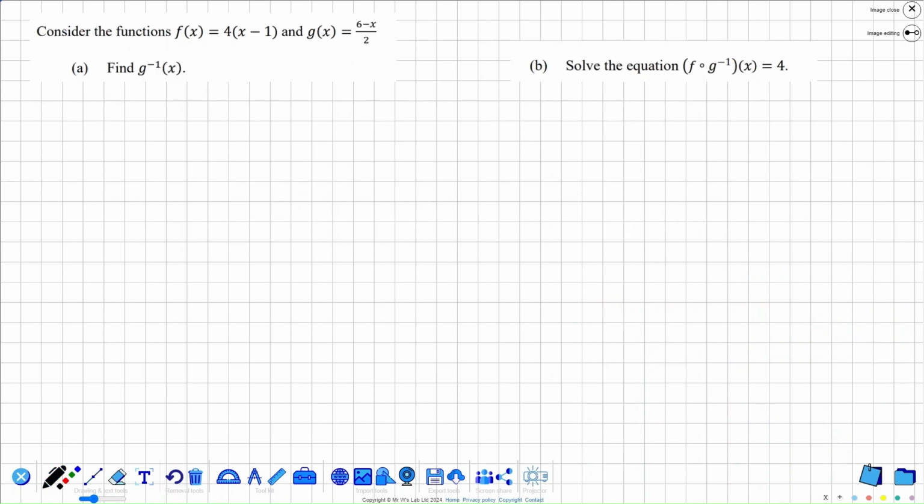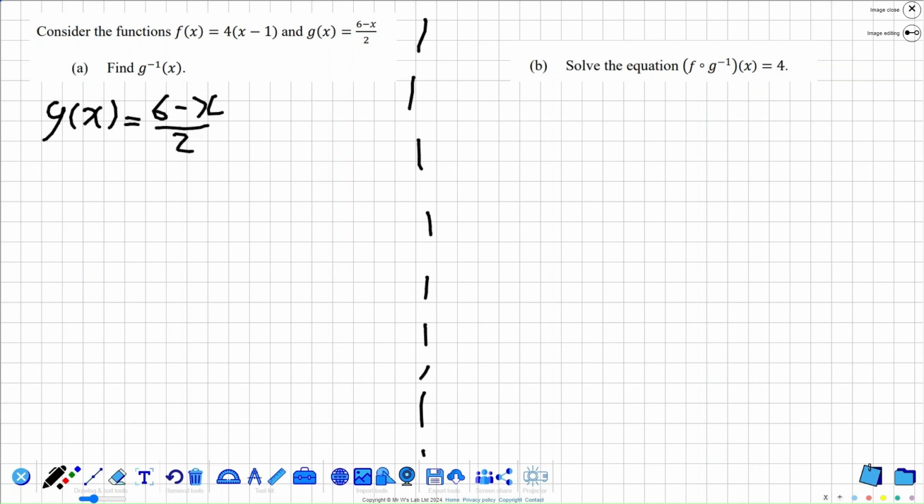Alright, so let's just look at some basic-ish questions to try. We've got, consider the functions f of x equals 4 bracket x minus 1 and g of x equals 6 minus x over 2. So what we're going to do first is I'm just going to write what g of x is, which obviously equals 6 minus x over 2.